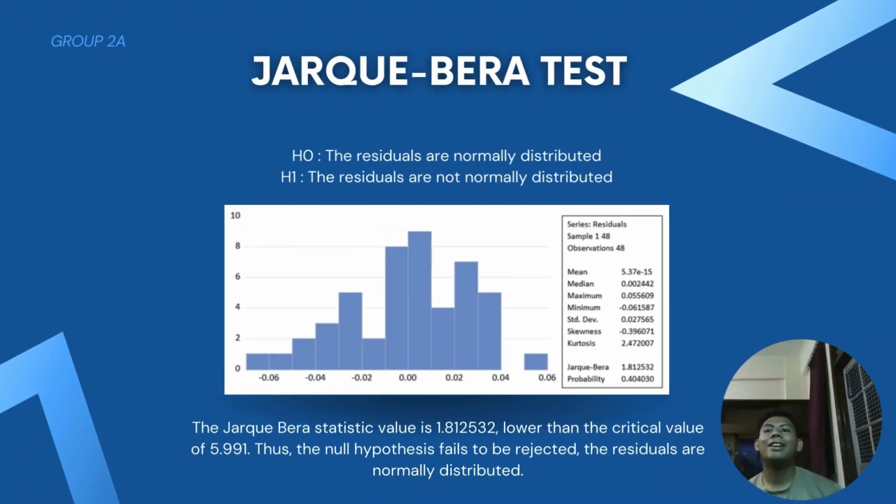To check the normality of the distribution, we used the Jarque-Bera test. H0, the null hypothesis, is that the residuals are normally distributed. H1, the alternative hypothesis, is that the residuals are not normally distributed. The Jarque-Bera statistic value is 1.812532, lower than the critical value of 5.991. Thus, the null hypothesis fails to be rejected, and the residuals are normally distributed.